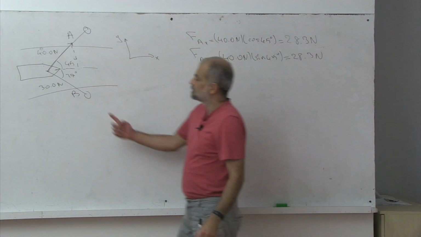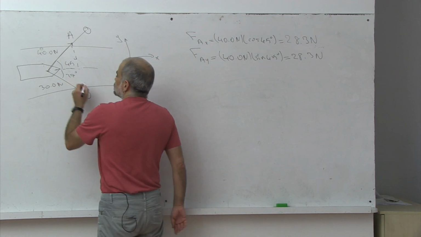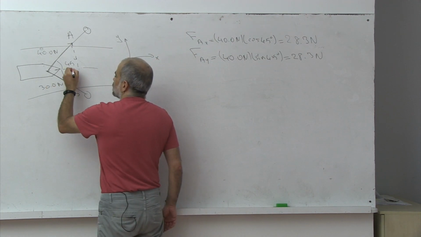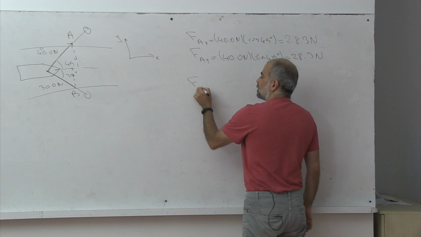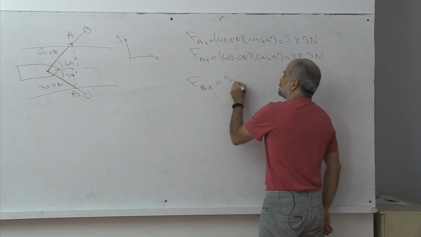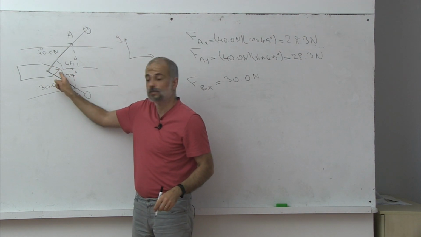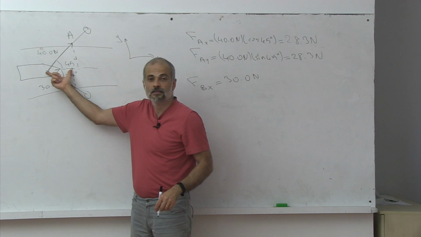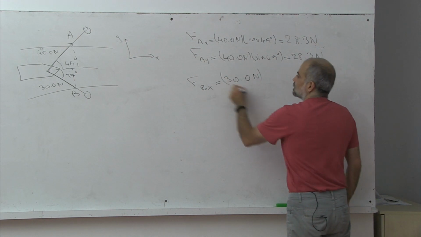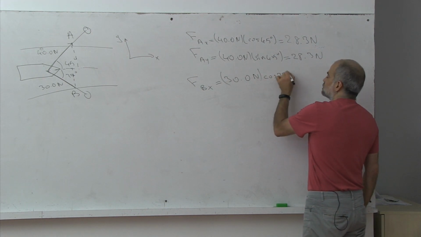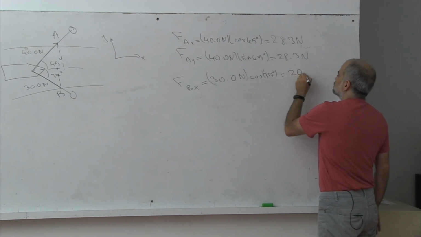Now let's look at the force that the second man exerts. Again, we consider such a right triangle over here. The x component of the second force has this length. This angle over here is 37 degrees, and that length we can obtain by multiplying the hypotenuse, 30 newtons, by the cosine of 37 degrees. And the x component of this force will be 20 newtons.